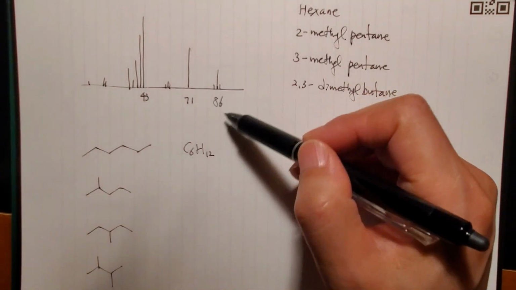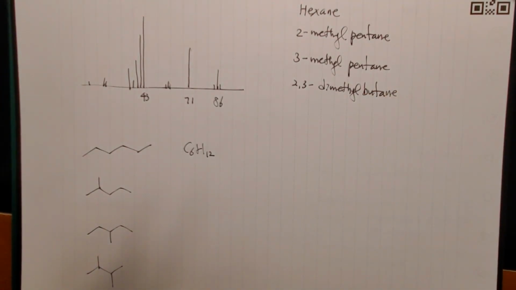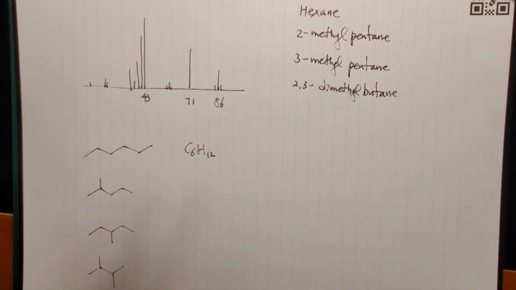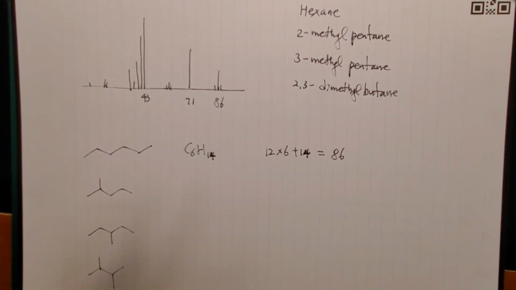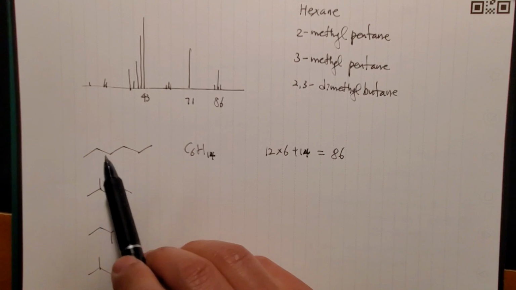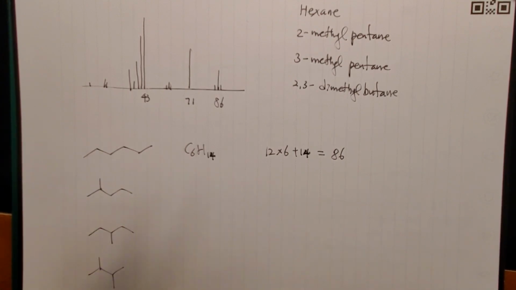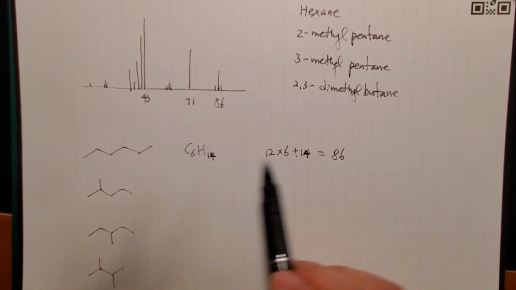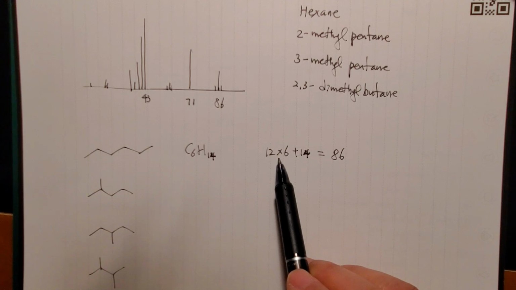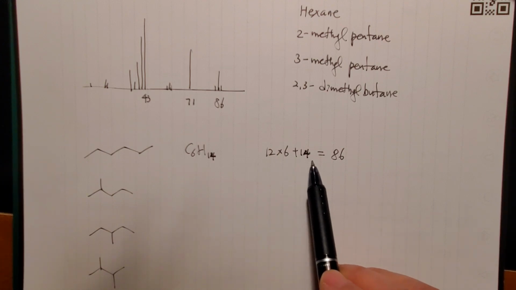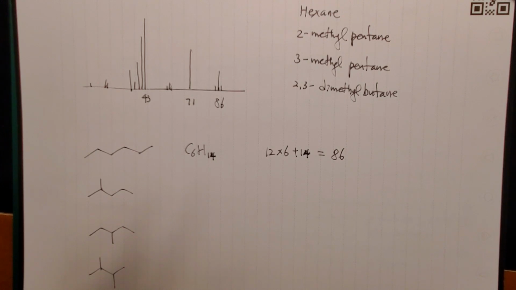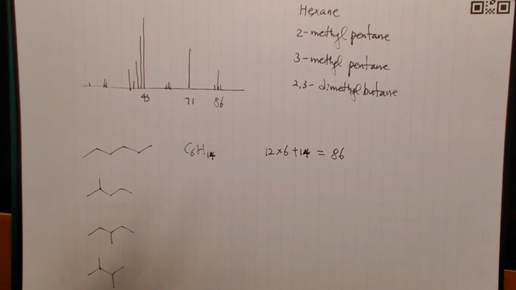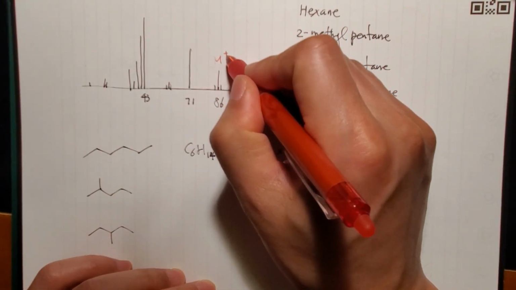First, I would check the molecular peak. Let's see if the 86 signal is indeed the M peak. Okay, I corrected the formula, right? 2, 4, 6, 8, 10, 12, and then 2 more hydrogens, 14. And that's the alkane, 2 times 6 plus 2, so 14, and that makes a molecular weight of, roughly speaking, 86. So indeed, this is your molecular peak.